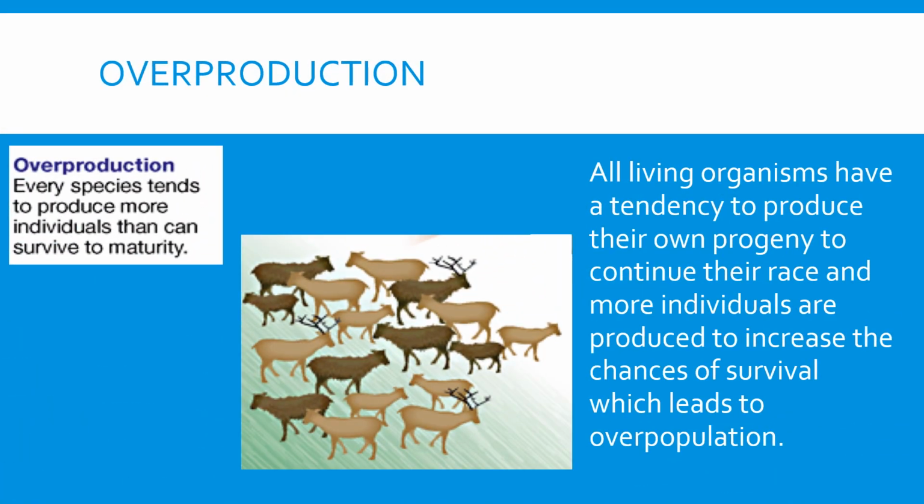The first point is overproduction. All living organisms have a tendency to produce their own progeny to continue their race, and more individuals are produced to increase the chances of survival, which leads to overpopulation.